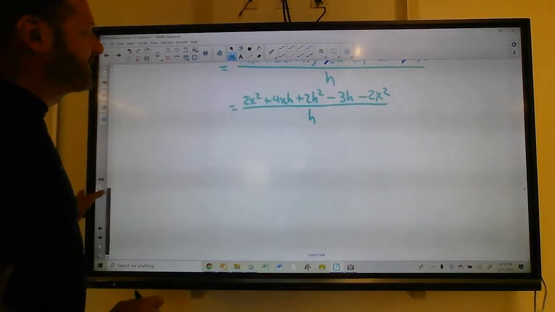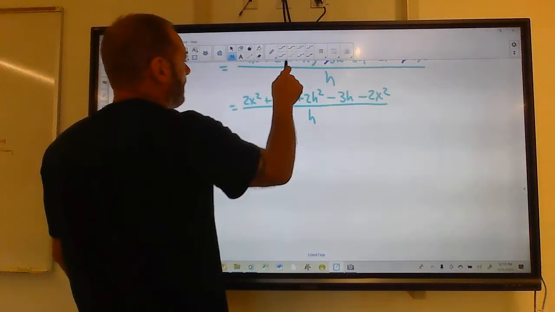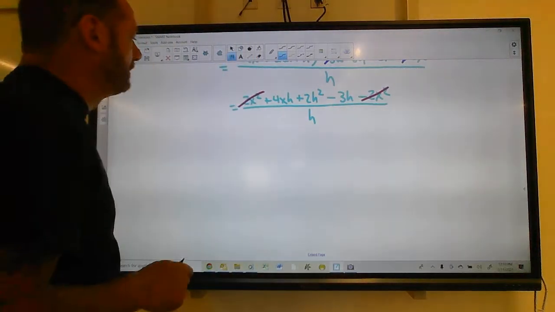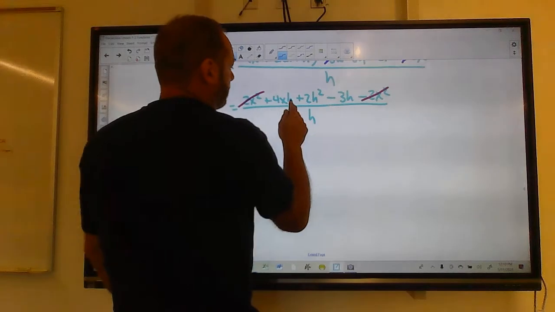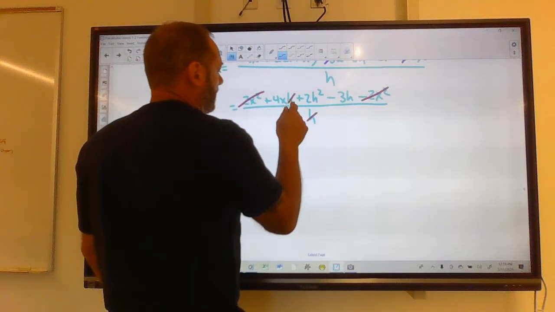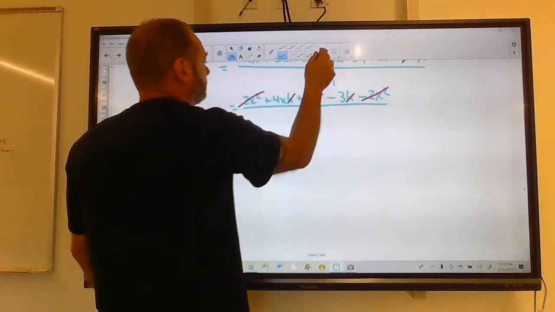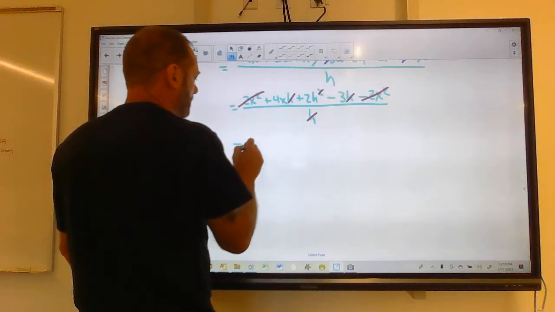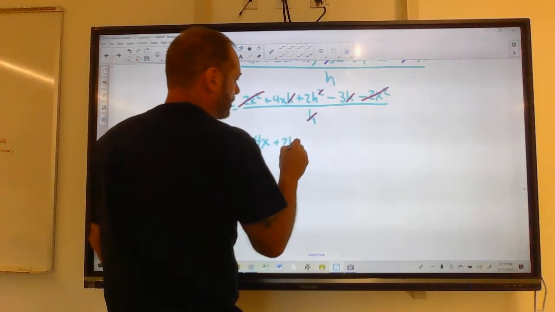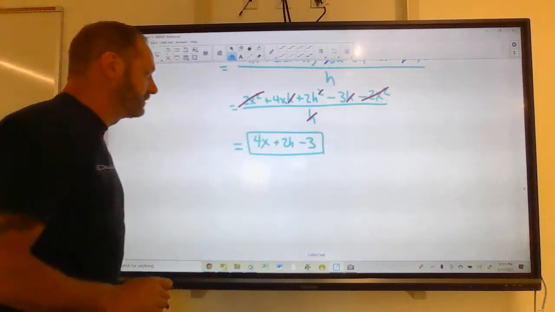Just take your time and show the steps, that's the easiest way to do this. Okay, so now I've got 2x squared and a minus 2x squared. That cancels out. And so then I'm left with everything up here has an h in it, and I've got an h on the bottom, so I can cancel out the h here, the h here, the h here, and one of those. So what's left? I've got 4x plus 2h minus 3. That's all that's left. That's my answer.